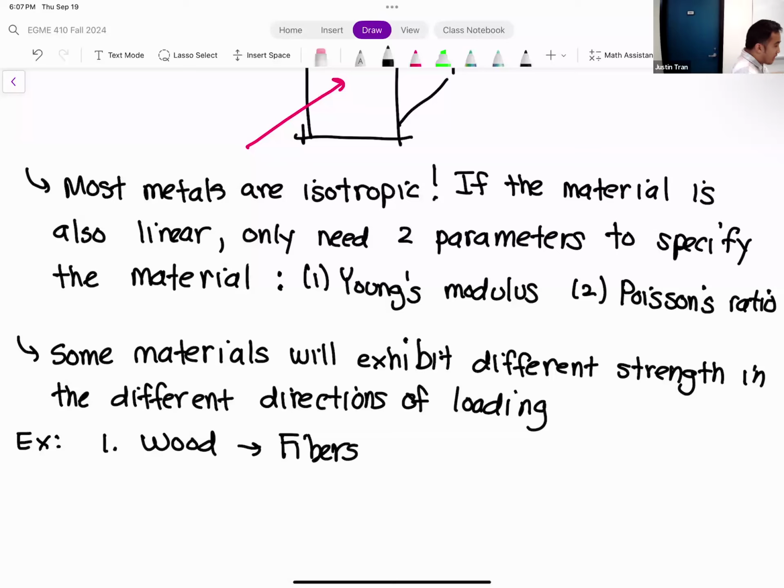And of course, those fibers have a specific direction. So depending on if your loading is going to be in the same direction as the fibers, or maybe your loading is perpendicular to the fibers, you're going to observe different strength depending on that direction. And so generally speaking, when you have a material that has these kind of fibers running through it, if you load it in the same direction as those fibers, you're going to get much more strength.